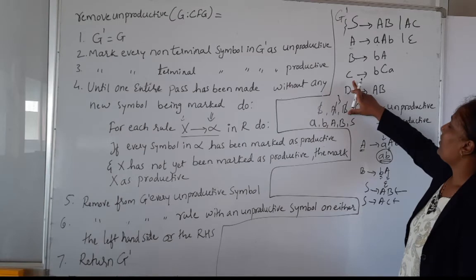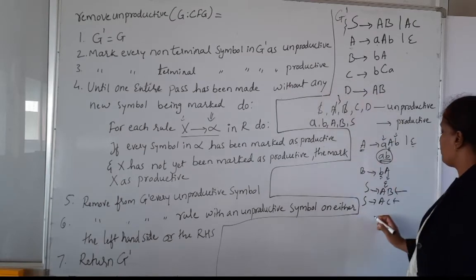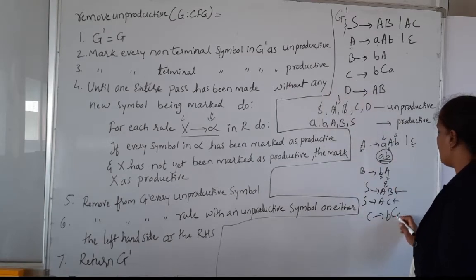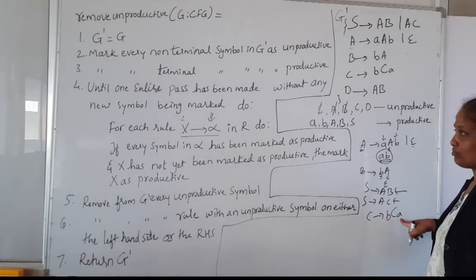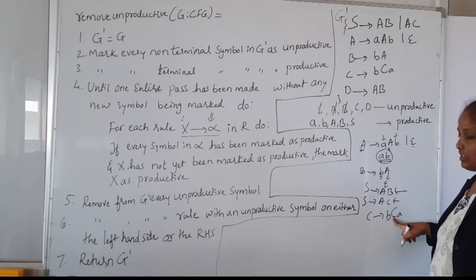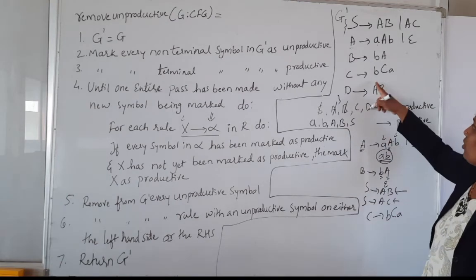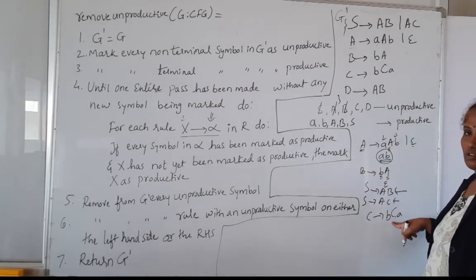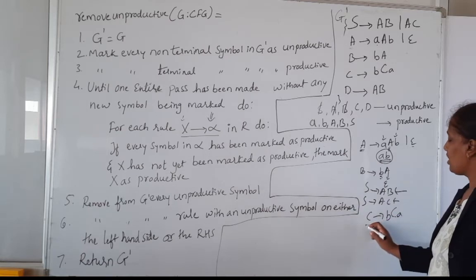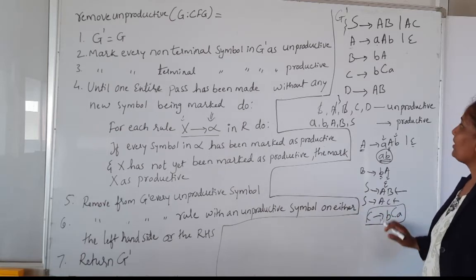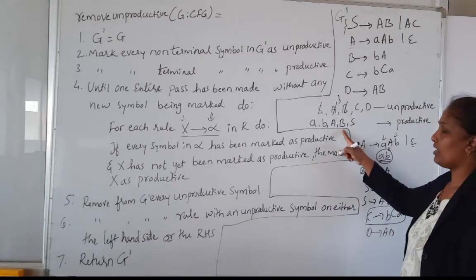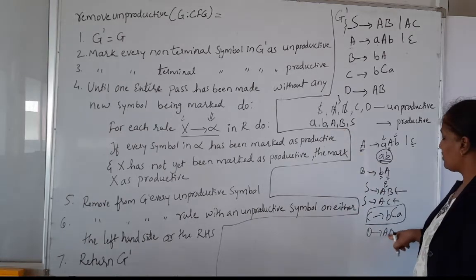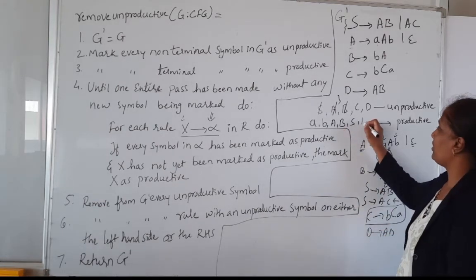Next, I will consider the C here. So C is producing what? BCA, where B is a productive symbol, A is a productive symbol. What must I replace for this C? There is no other production for C to replace it, to produce the terminal symbols. So I will not mark this as productive. Okay. Next, consider the D. D produces AB. As I said, A and B are already in the productive list. So based on that I can say D is also productive.